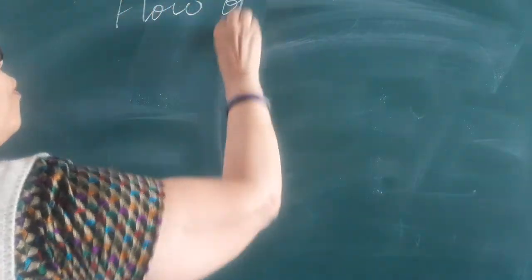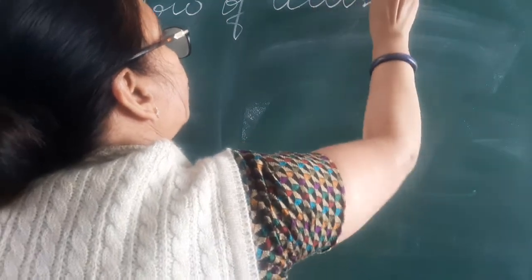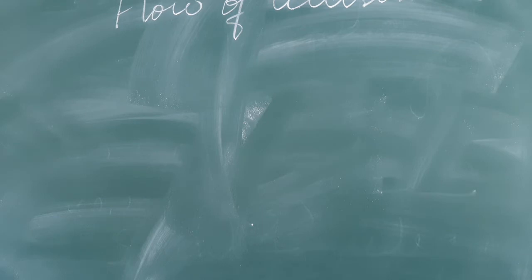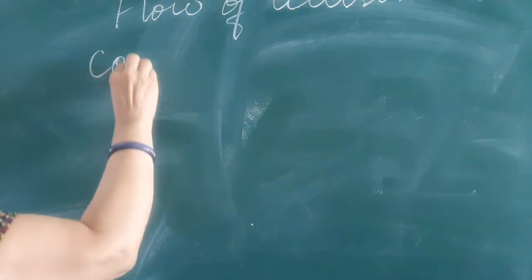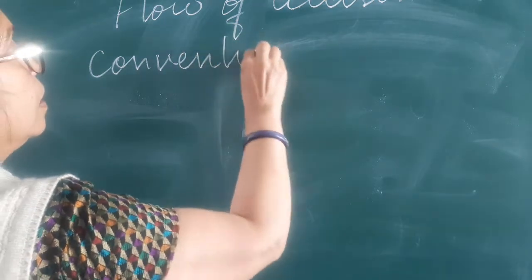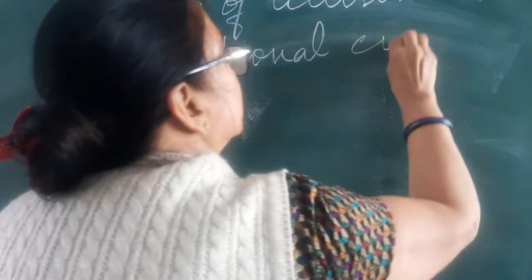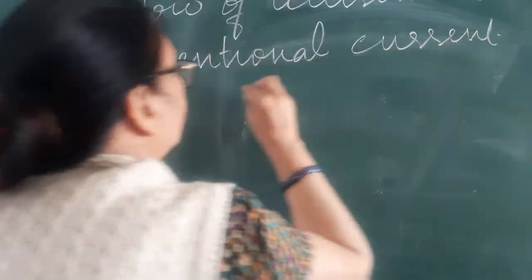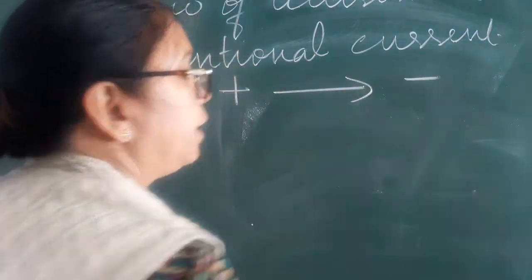Chemical effects. Okay, when we are talking about the chemical effects of electric current, children, what do we talk about? The flow of electrons constitutes electric current. Conventional current flows from positive to negative. Children, conventional current flows from positive to negative.